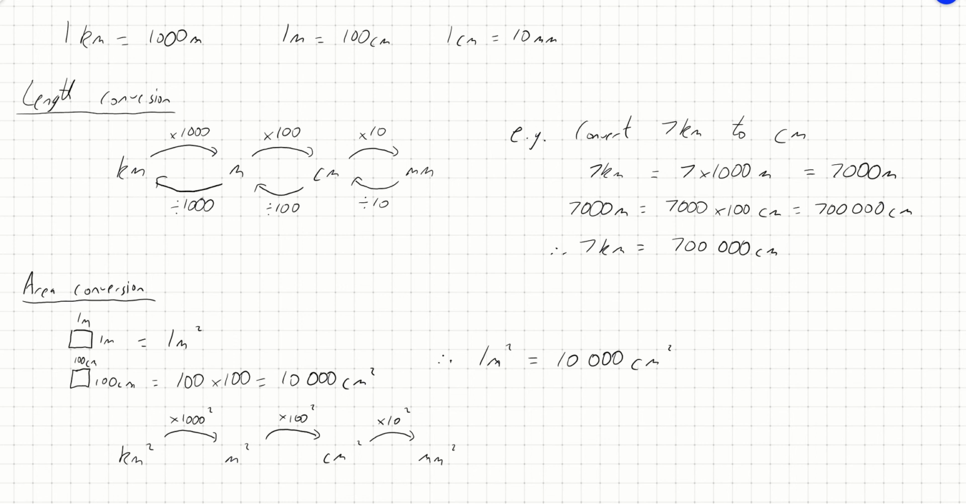So once you know the pattern, it's quite simple. You just need to make sure that you square the multiplication factor. So millimeters squared to centimeters squared, going this way we divide, so divide by 10 squared. Centimeters squared to meters squared, we divide by 100 squared. Meters squared to kilometers squared, we divide by 1,000 squared.